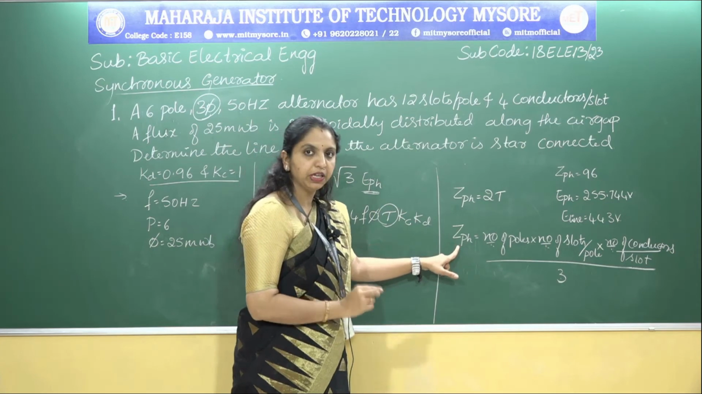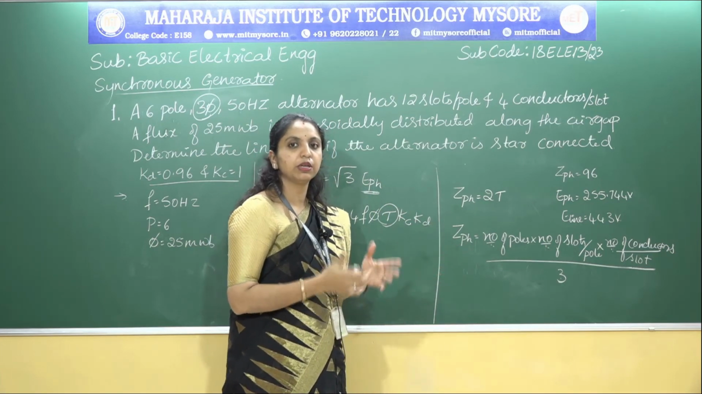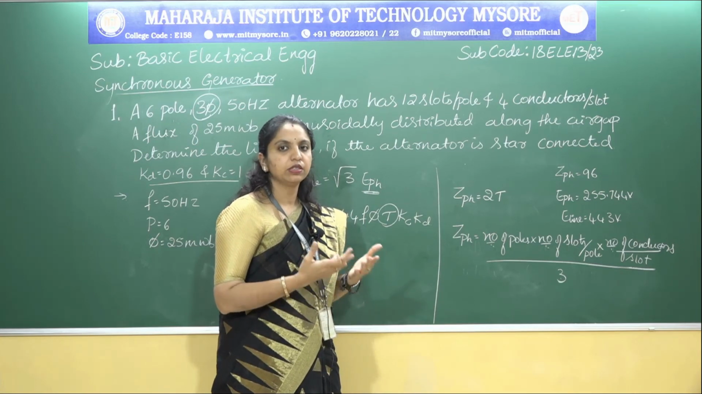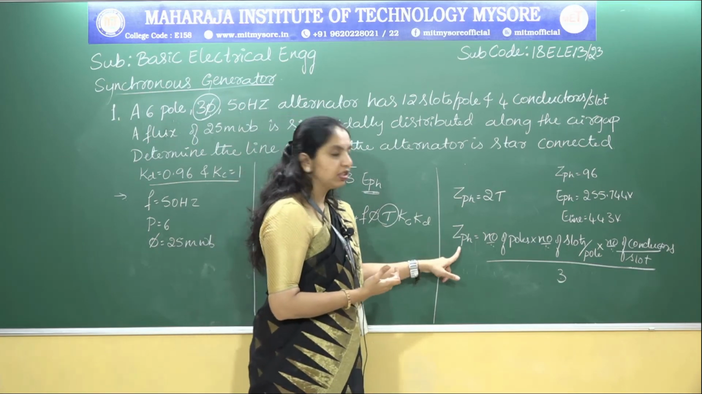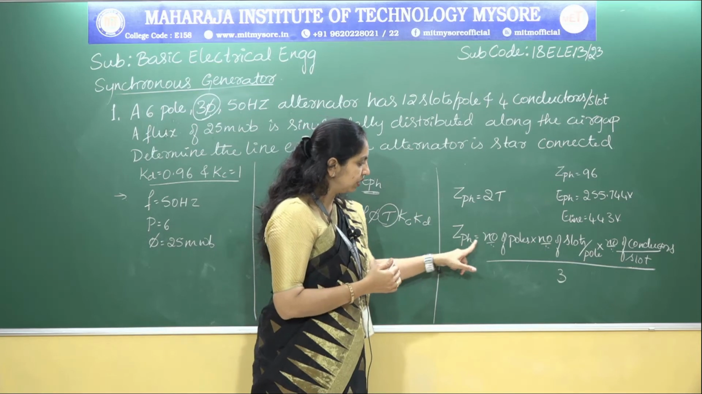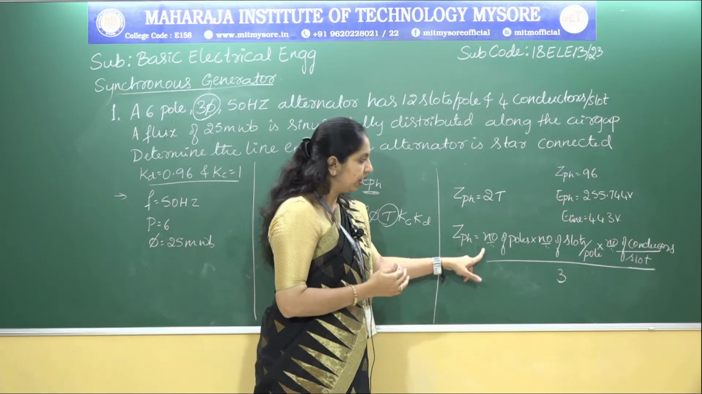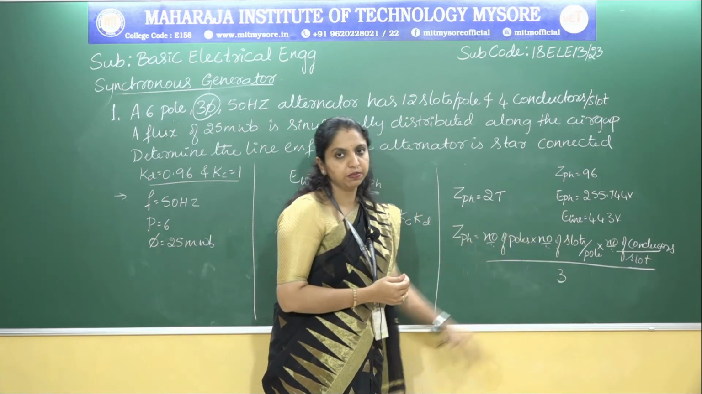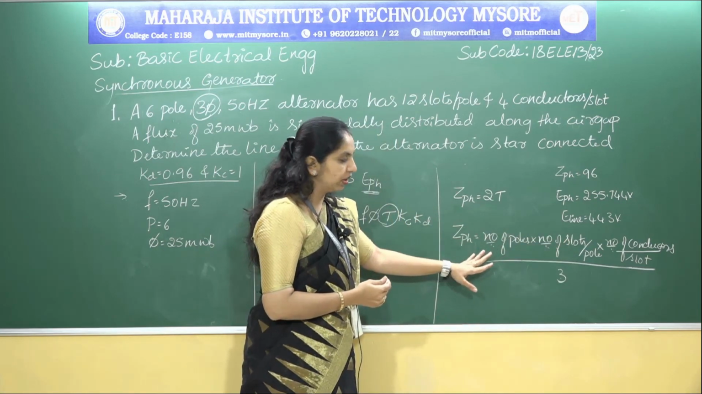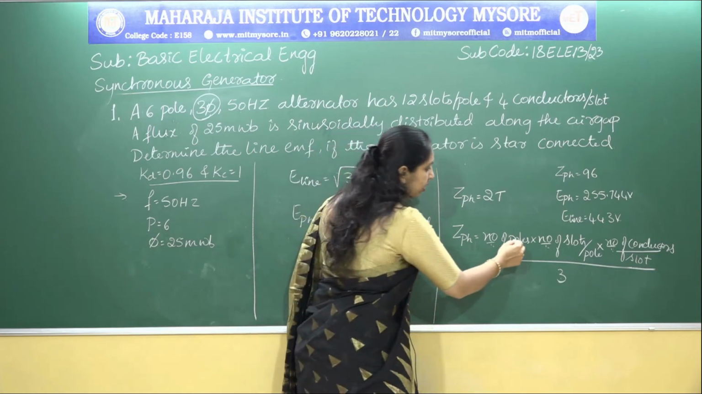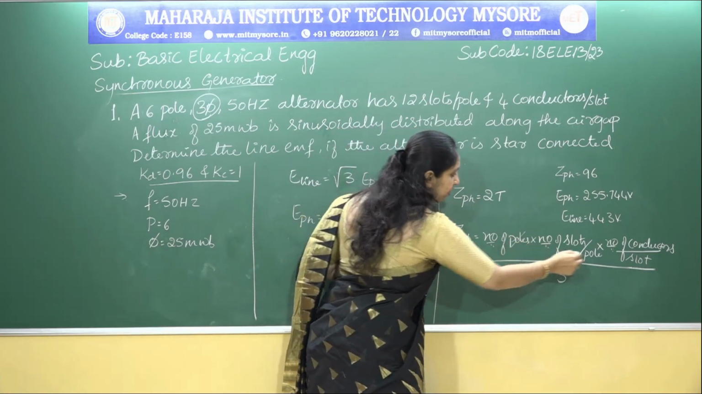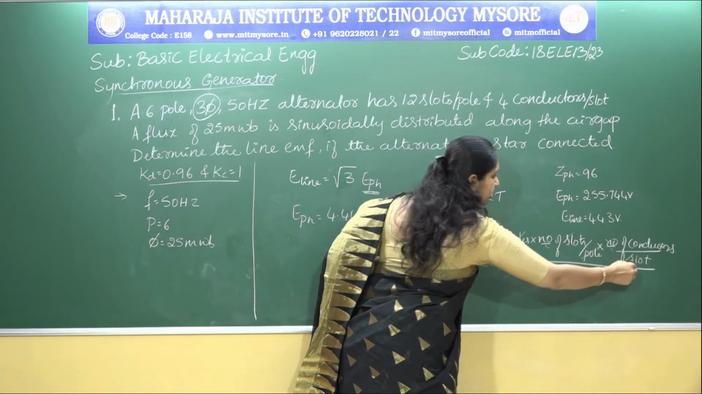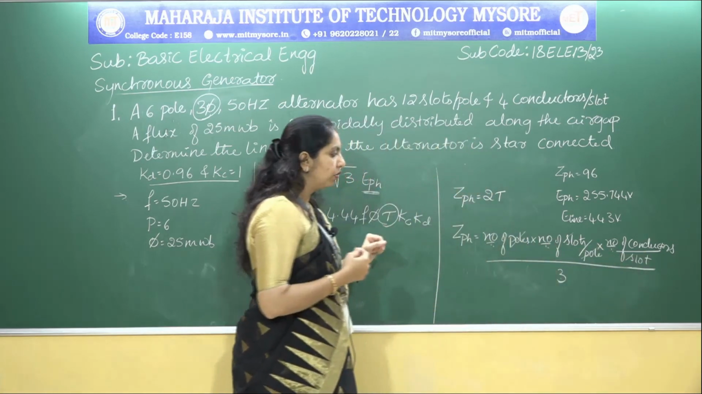I will just repeat. ZPH is equal to, what is Z? Z is nothing but the number of conductors per phase. So ZPH is equal to number of poles into number of slots per pole into number of conductors per slot. You can just look into this equation. Here number of poles and number of poles get cancelled, and slots and slots get cancelled. Finally, what do you get here?